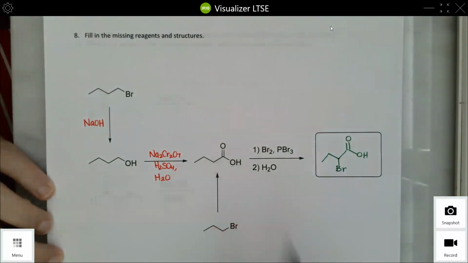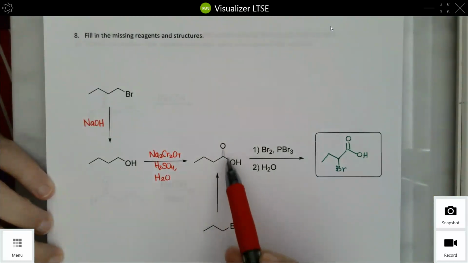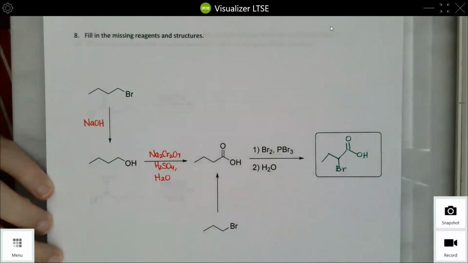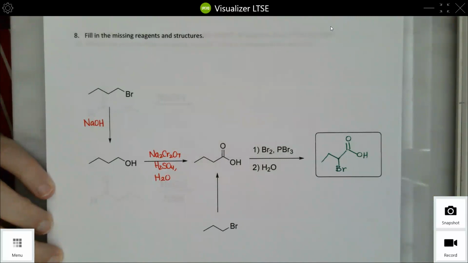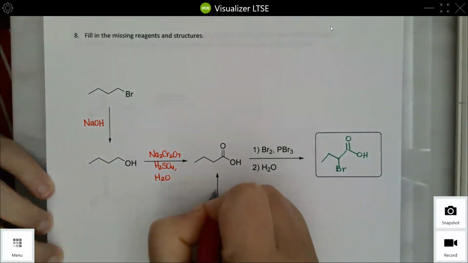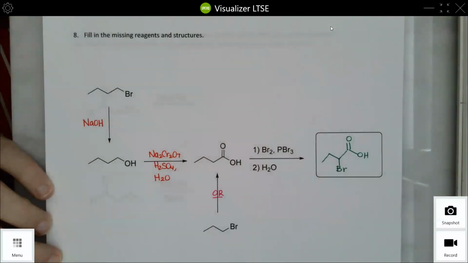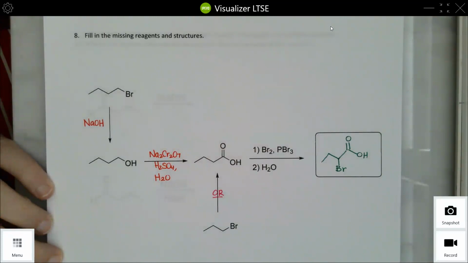And then from here to here, notice that this has 3 carbons, right? It's an alkyl halide with 3 carbons, and then we're producing a carboxylic acid with 4 carbons. So we are adding a carbon. So we actually can do this one of 2 different ways, right? So I'm just going to put an or here, because there's 2 different ways that you could do this.